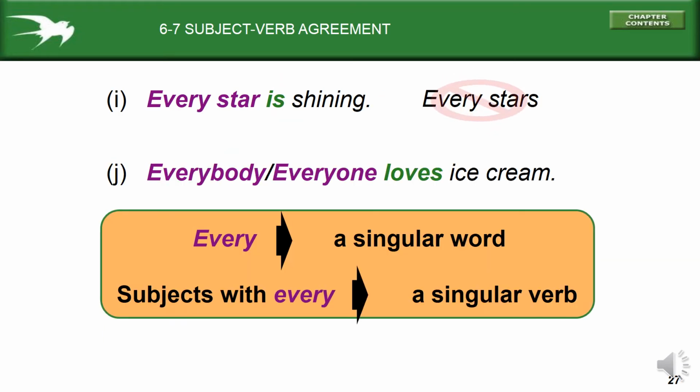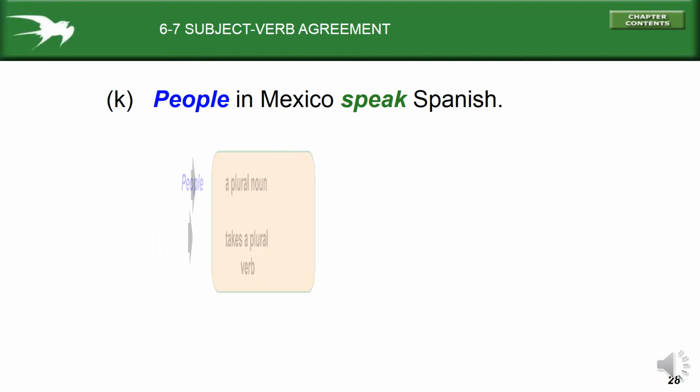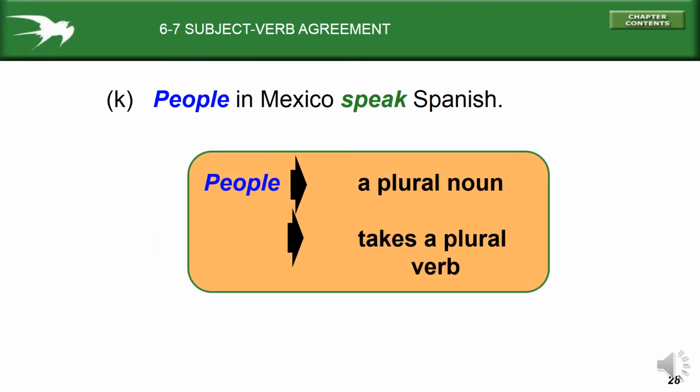So this slide shows us that the words every, everybody, and everyone take a singular verb. As in I, every star is shining. I cannot say every stars. Okay, and in J, everybody or everyone loves ice cream. In this sentence, we have to remember that people is a plural noun and it must take a plural verb.